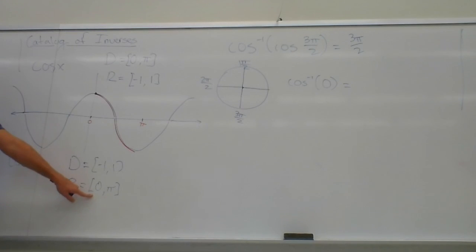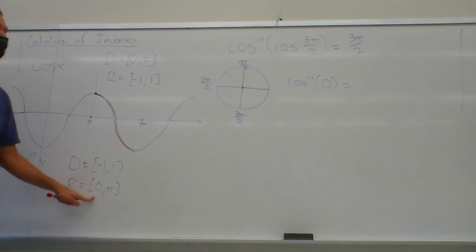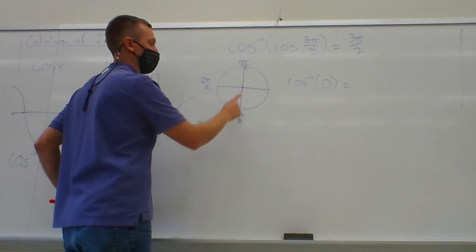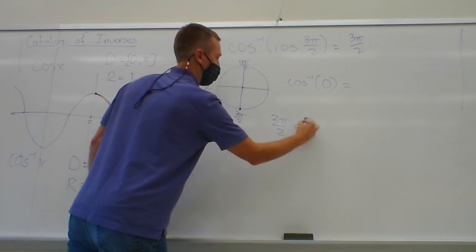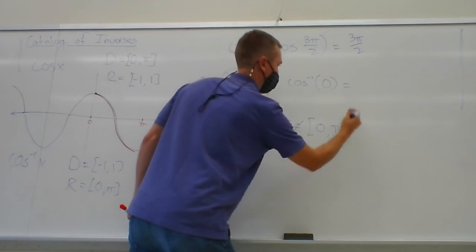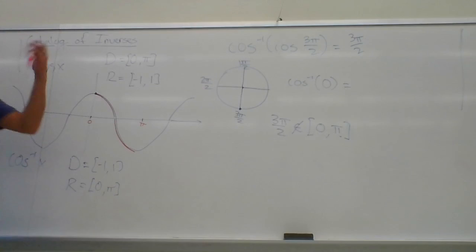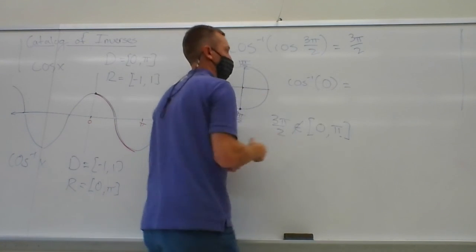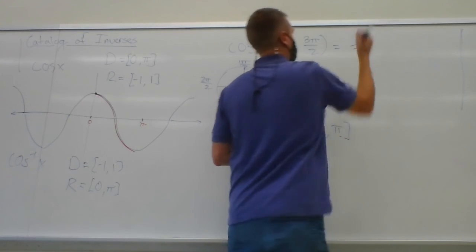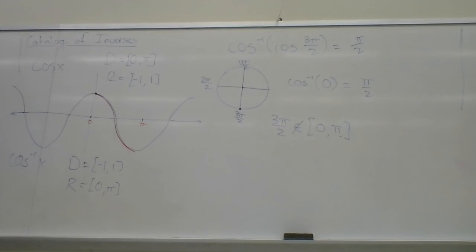Well, what angle between 0 and pi has a cosine equal to 0? It has the exact same x-coordinate as this one. 3 pi over 2 is not in 0 to pi. It's too big. It's bigger than pi. It's outside that range. Pi over 2. Pi over 2 is right in the middle, halfway through, and it has the same cosine. So the cancellation laws, remember, only apply for when domains and ranges match up.